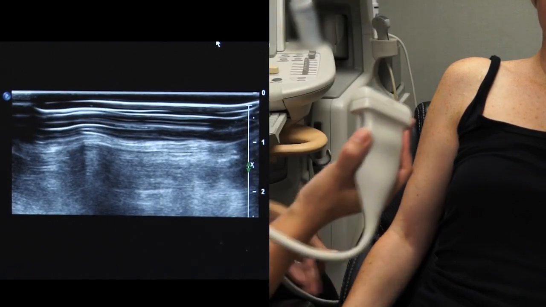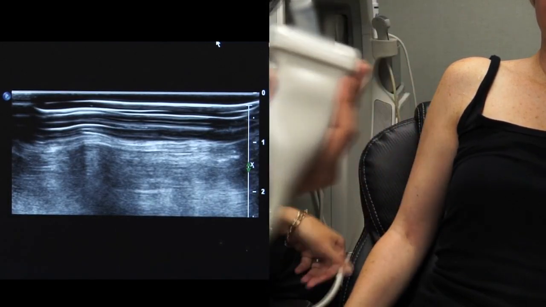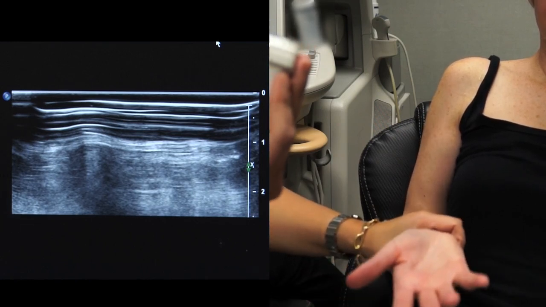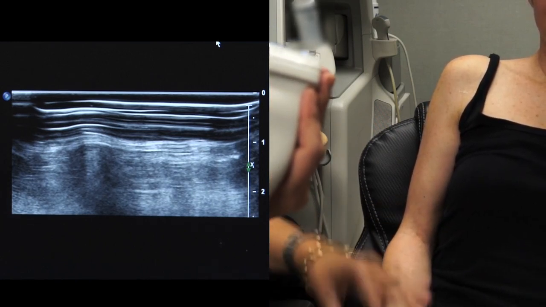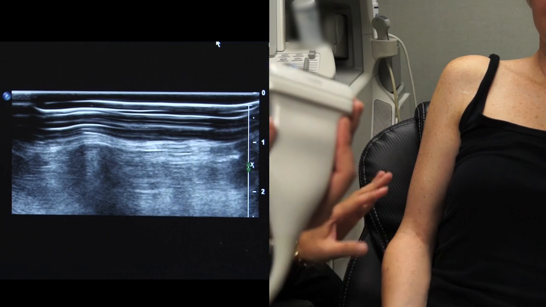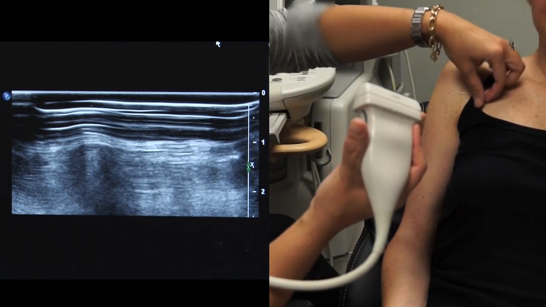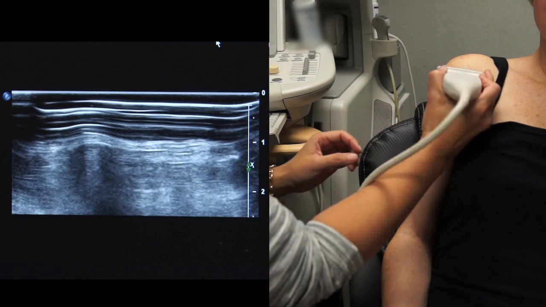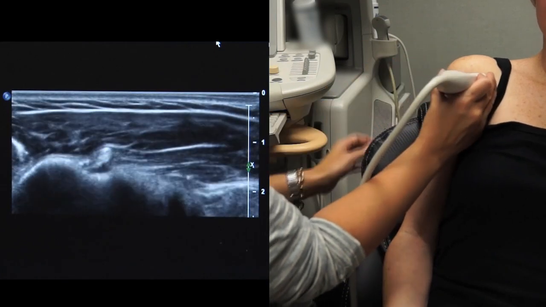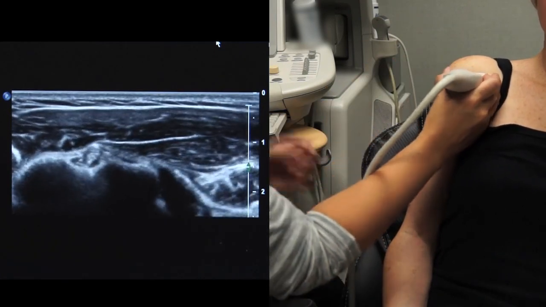Now we want to scan with the patient positioned with their palm up. And typically we'll have them sitting on a stool or a swivel chair, or you can have it at a high chair with you standing up. Okay, we'll put the transducer transverse.